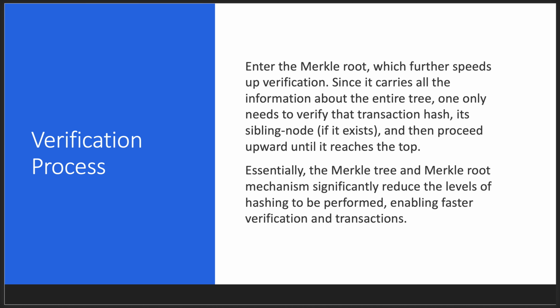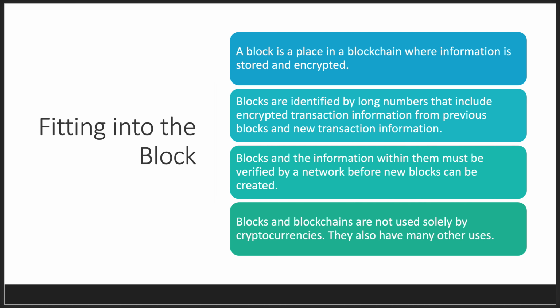Right? The verification process: enter the root, which further speeds up verification, since it carries all the information about the entire tree, and one only needs to verify the transaction hash and then keeps on going. Essentially, the Merkle tree and the Merkle root significantly reduce the levels of hashing to be performed, enabling faster verification of transactions. Again, remember, computers are really good at this. Pattern matching, really good at it. So that's where this is going to go.